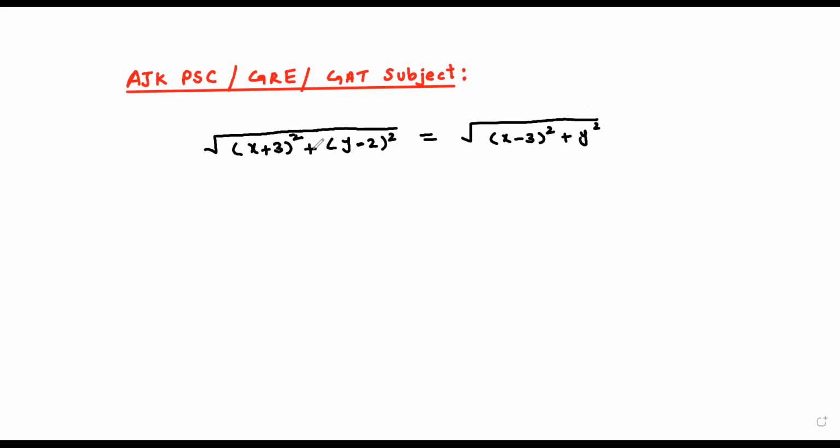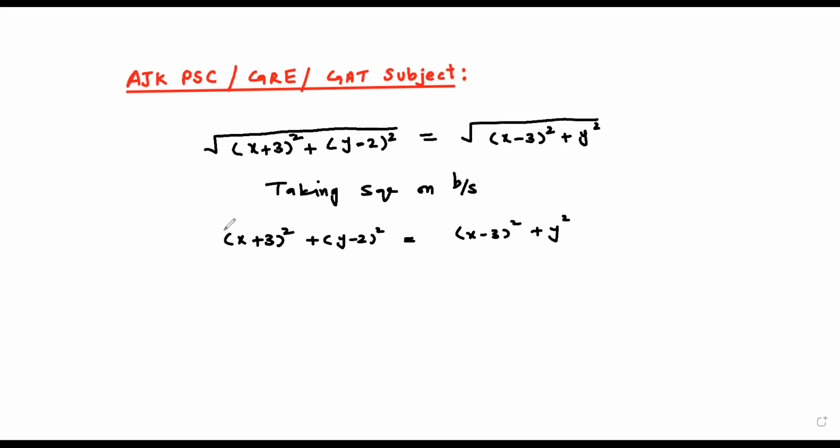If you have this type of question, first of all we want to remove the root, so taking square on both sides. We get (x plus 3) whole square plus (y minus 2) whole square is equal to (x minus 3) whole square plus y whole square.